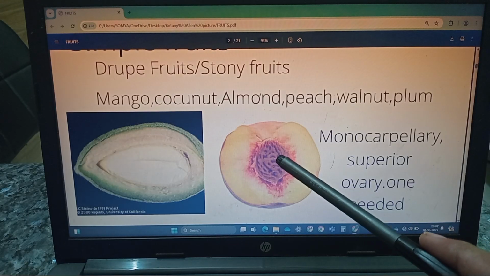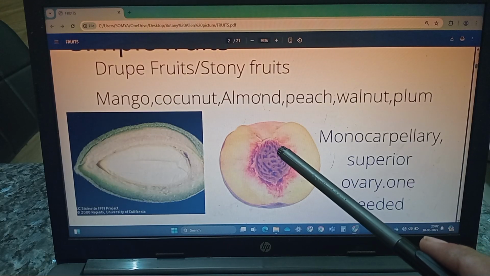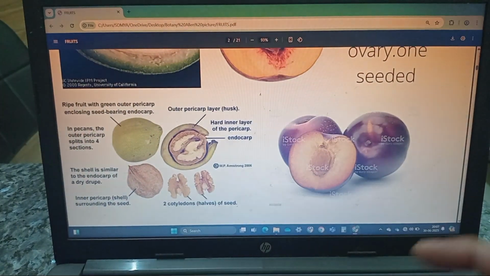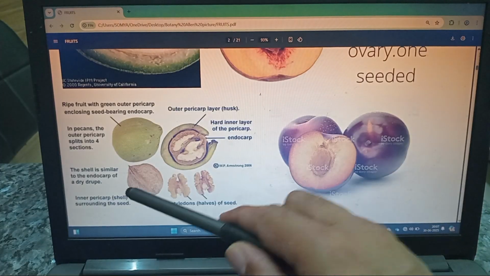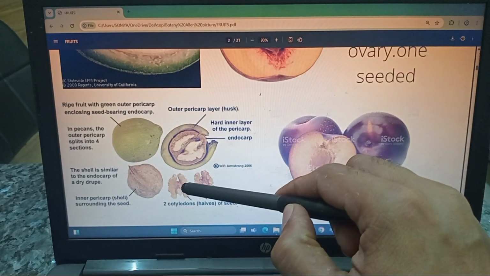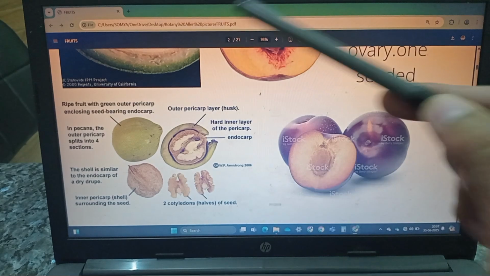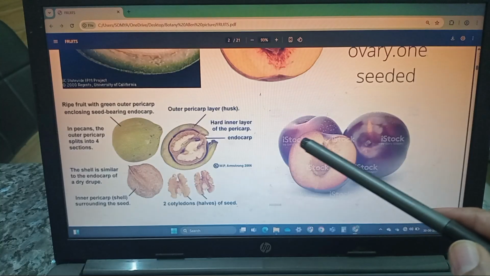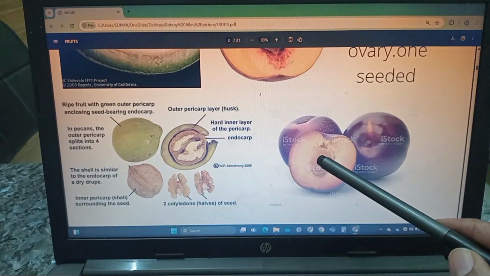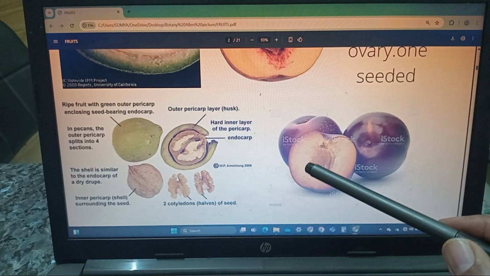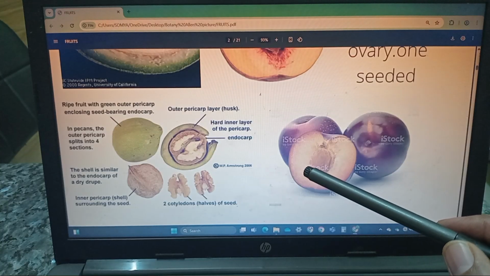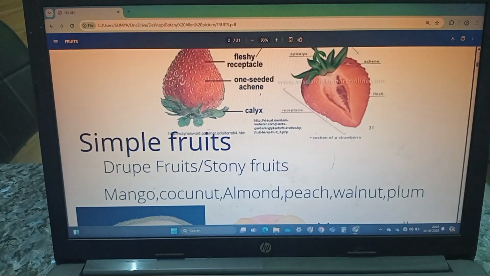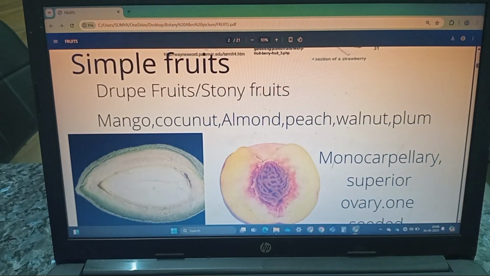This is a characteristic: if there is a gritty endocarp, as in ber, in this walnut, this is gritty. What you're eating in the walnut is the seed. So in all these, the endocarp is very hard. In coconut, the endocarp is hard. So all these are drupes.